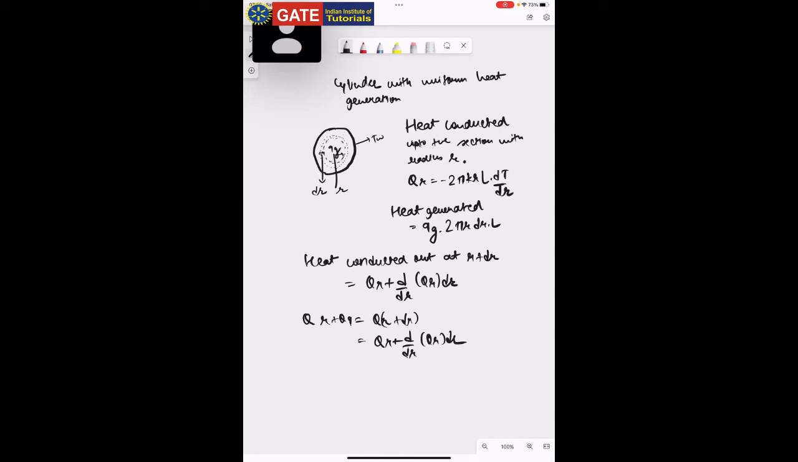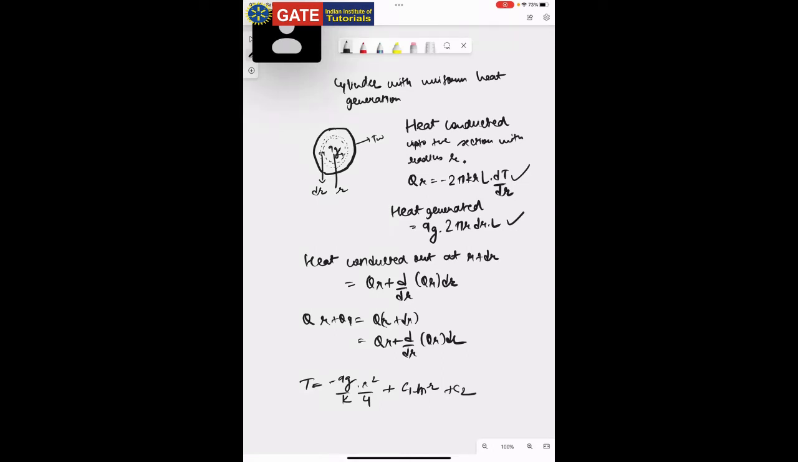And then substituting the equations, this and this, in the following one, and after integrating it, what you will have is T equal to minus of qg by k into r square by 4, plus C1 into ln of r, plus C2. Okay, so this is the equation which still has some integration constants.